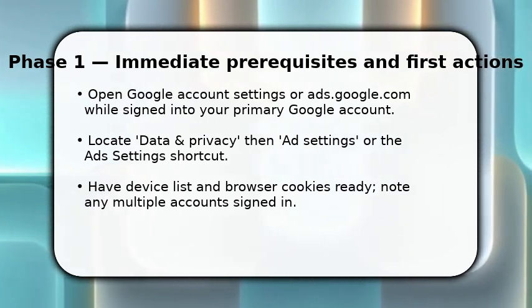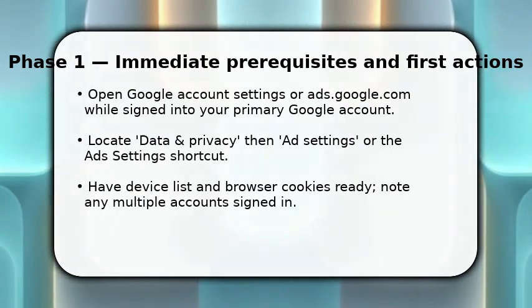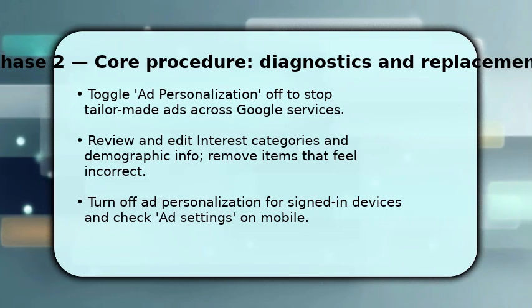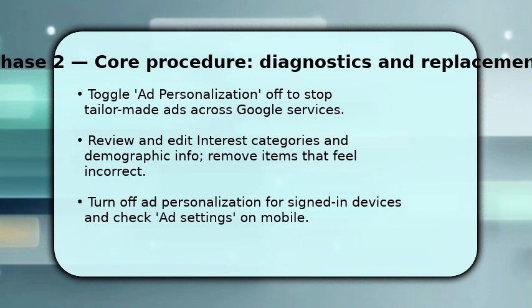Once in ad settings, toggle ad personalization off to stop Google from using your activity to shape ads. You should then review the list of interests and demographic labels. Remove anything that's wrong, because those entries drive specific ad types. Make sure to apply changes across devices.